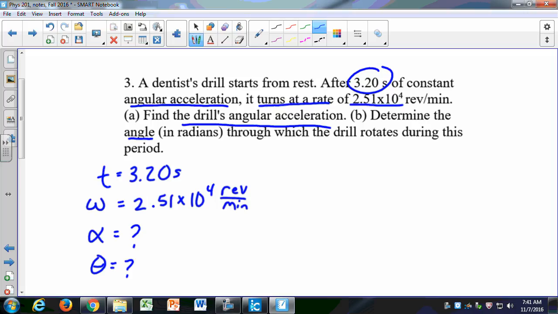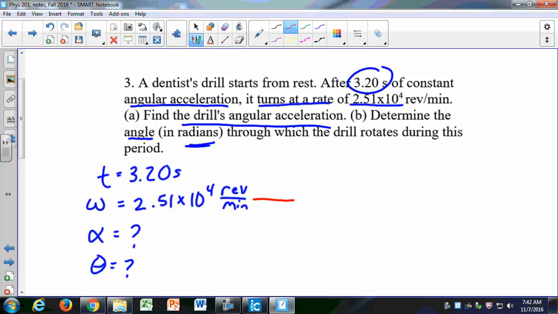We wanted to know it in radians, so that should clue us in that we need to convert our angular velocity here into radians, and we'll go ahead and convert it into radians per second. Now, with kinematics problems, you don't necessarily have to convert their units. If we wanted to convert this to, say, revolutions per second, because one of our times is in seconds, then we could work through it in revolutions per second, and our answer would come out in revolutions and not radians. But since it's asking for the angle in radians, let's go ahead and convert this.